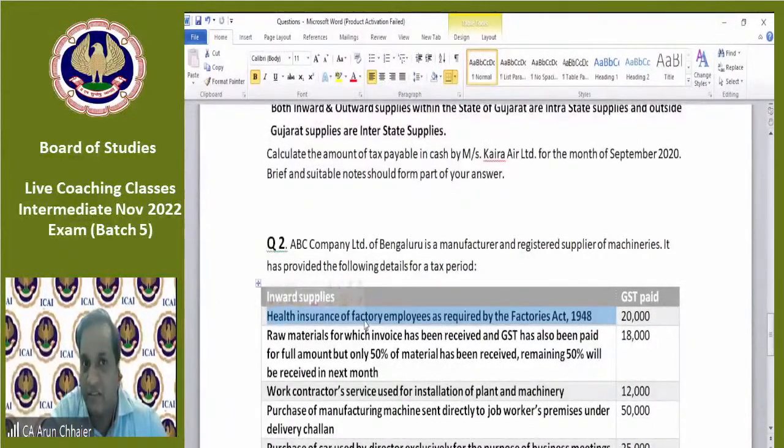Whether it is insurance, canteen, or say an ambulance that I need to maintain. Suppose I have purchased one car. Normally a car is blocked, you will say blocked category. But if I have purchased a car which is a compulsion as per the Factories Act, ITC would be available because it is covered in the proviso.